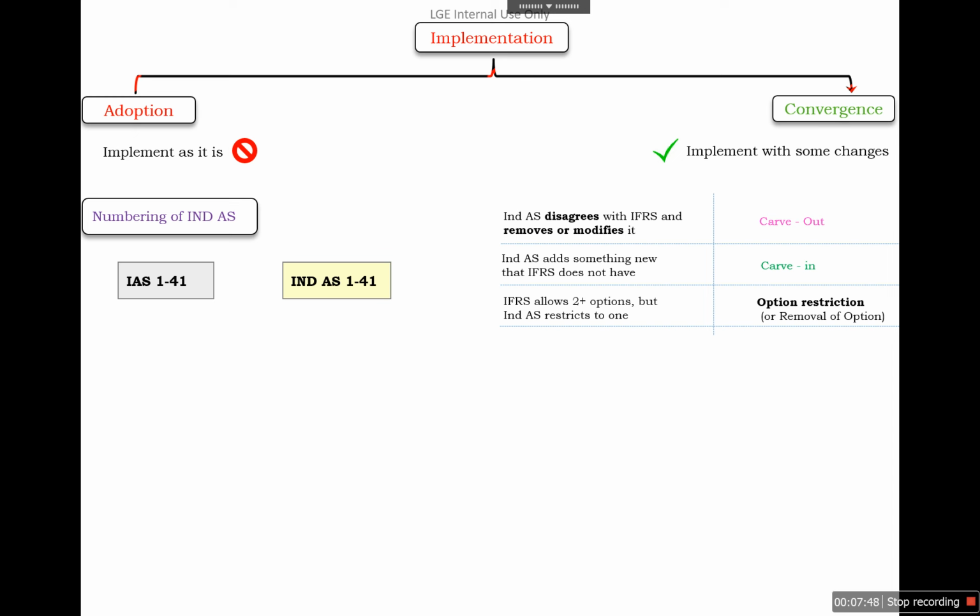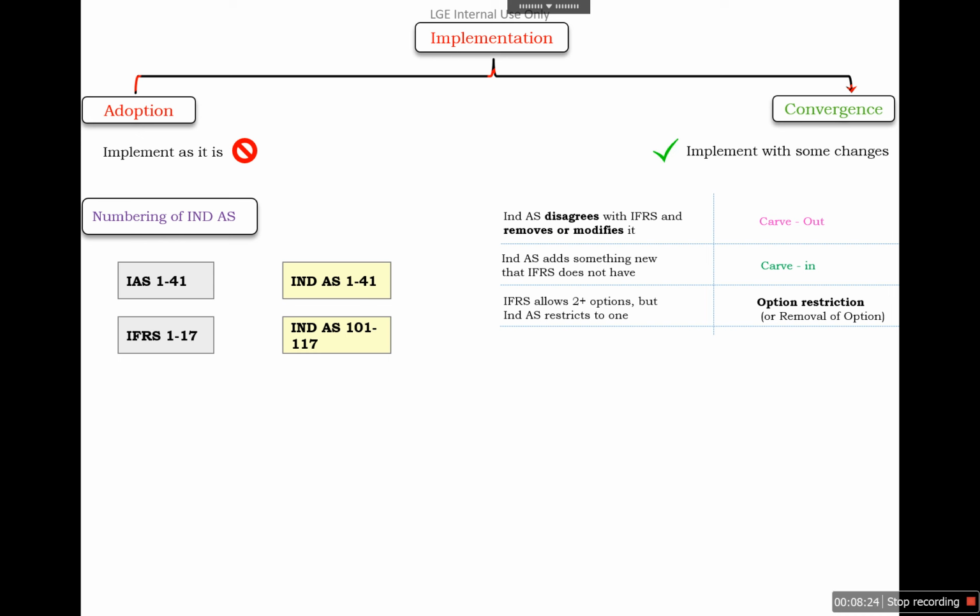And the IASB has recalled the IAS and has issued new standards that they have called IFRS. So till now, 17 IFRS have been issued, and in India, these IFRS are numbered from 101 to 117. So there are two series of Ind AS. If IAS has been converted, it is numbered as 1 to 41, and if IFRS has been converted, the new series has started from 101 to 117.